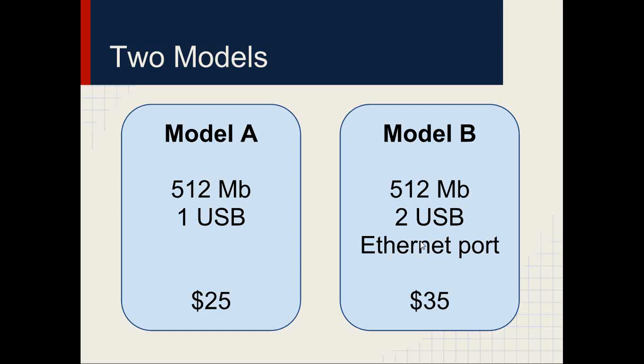The Model B is more of what we described initially, and actually the one that we were showing is a Model B. So it's $35, and it has the standard Ethernet port and two USB ports. So the Model B is closer to a standard computer. A typical use would be that you develop a project on a Model B, and when you're ready to deploy it, you transfer your code to a Model A.